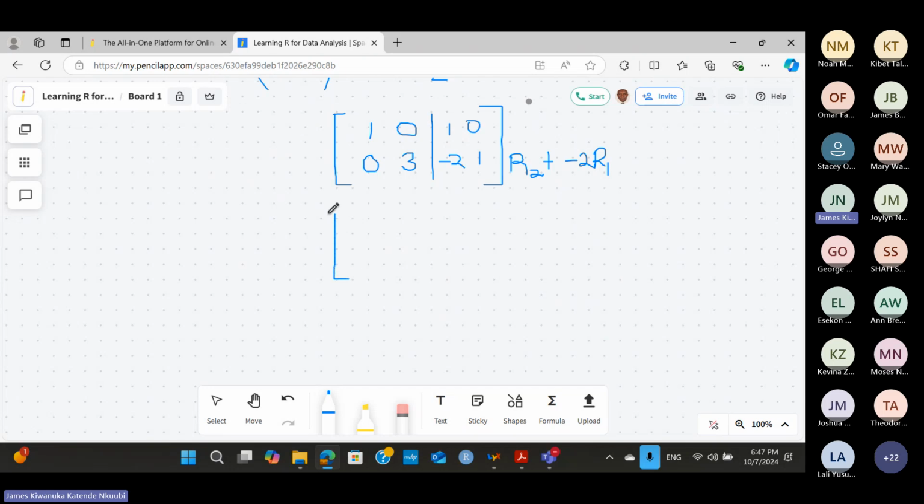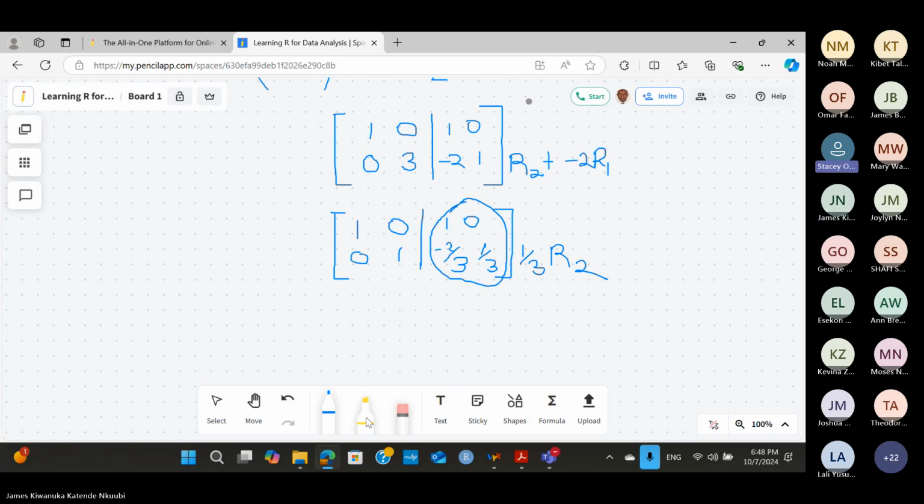So the operation that can do that will be the following. The first row, we leave it intact. The second row, we multiply by 1/3. So the new operation is multiplying by a scalar to give us 0, 1, and on this side -2/3, 1/3. Now it's making sense. If you have done the calculation correctly, this matrix you have here, the one I've circled, is the inverse.